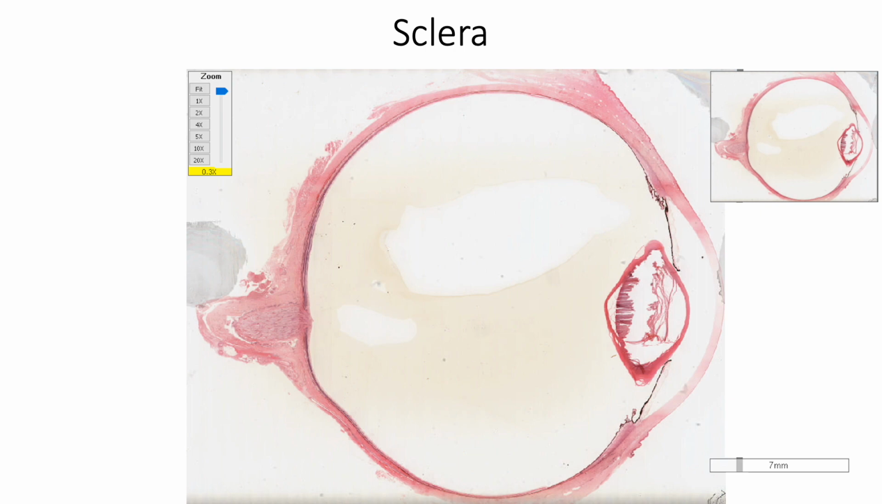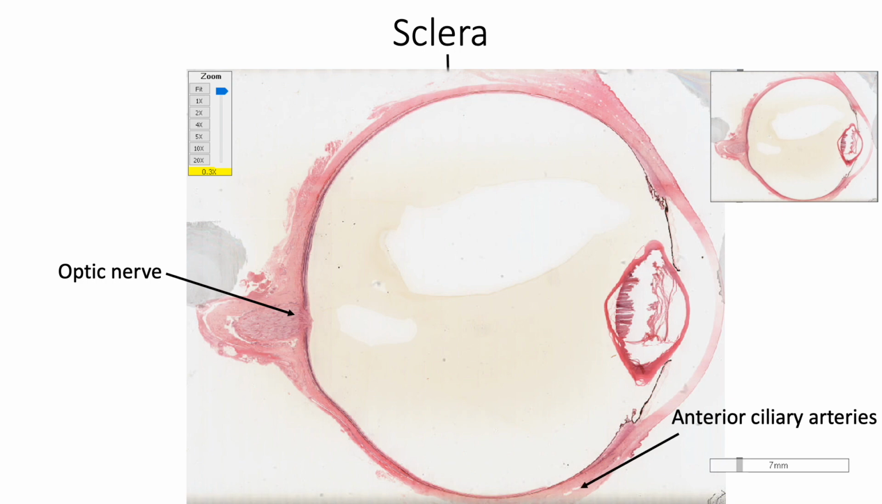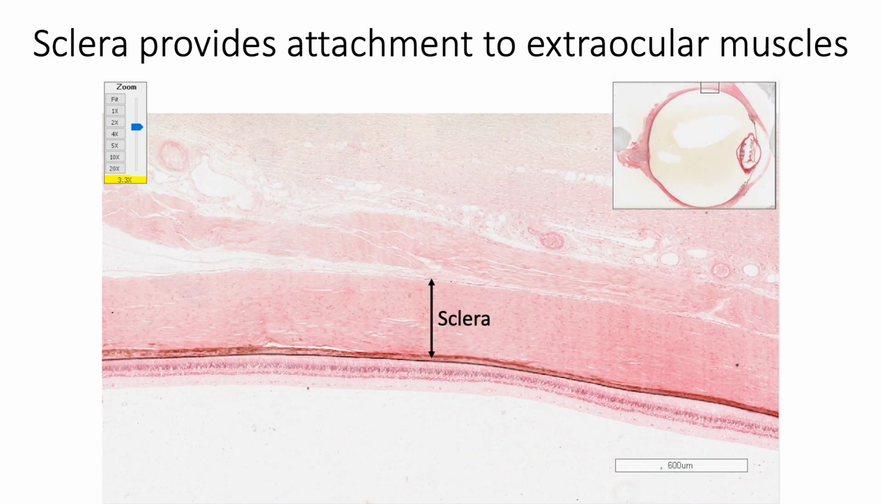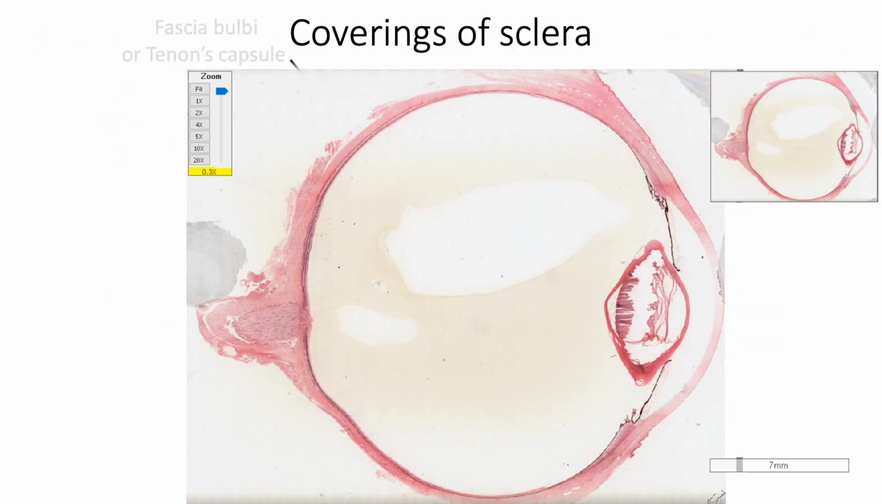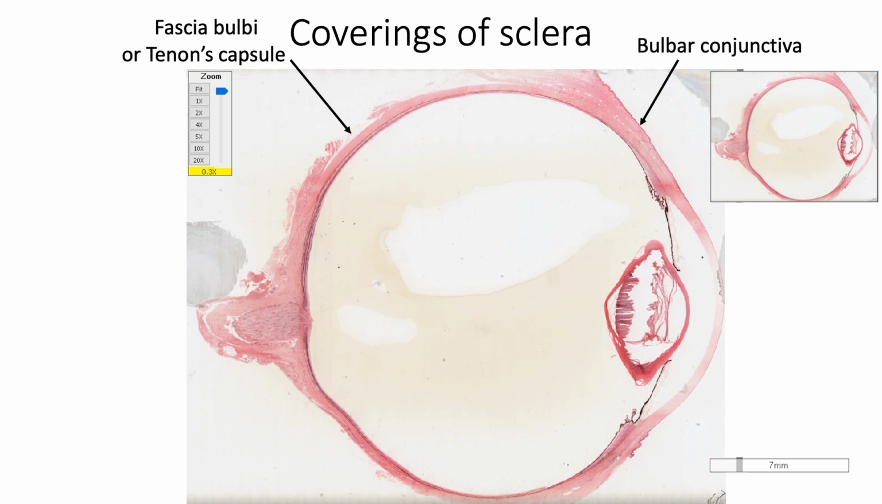Sclera is the outer opaque white area of the eye, which is made of dense connective tissue. It is pierced by optic nerve posteriorly, anterior ciliary arteries anteriorly, vortex veins at the equator, and long and short ciliary arteries and nerves posteriorly around the optic nerve. It maintains the shape of the eyeball and provides attachment for extraocular muscles. Sclera is covered by fascia bulbi or Tenon's capsule around the circumference, and anteriorly it is covered by bulbar conjunctiva.